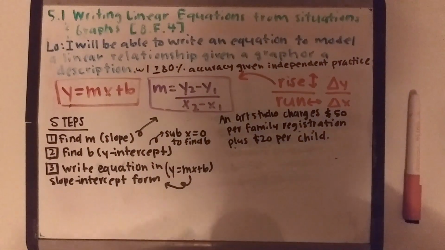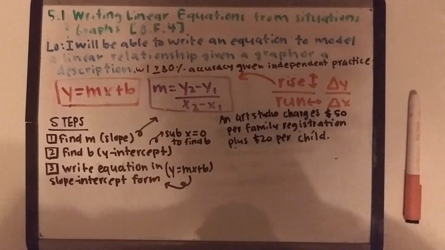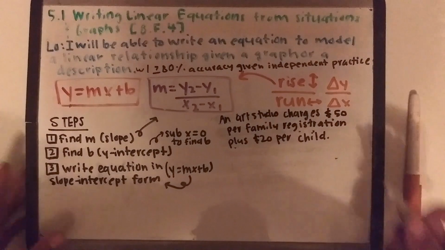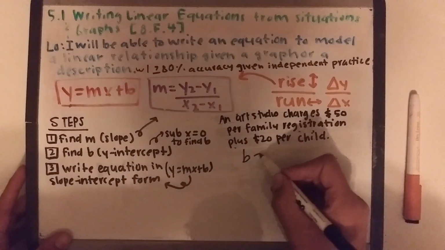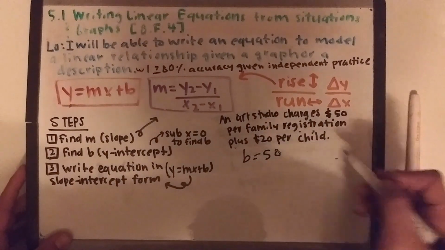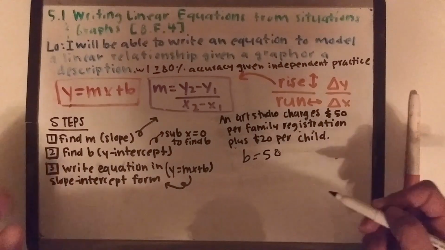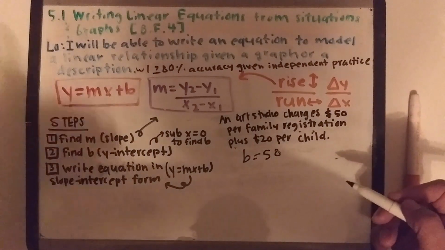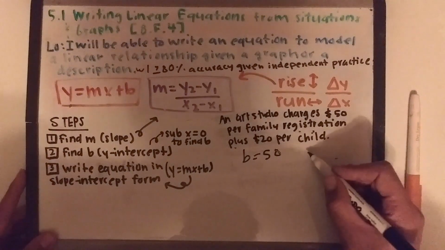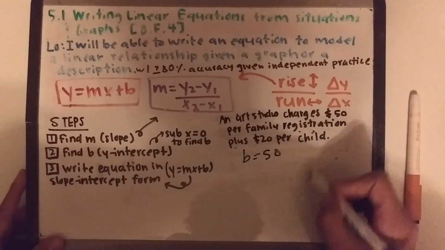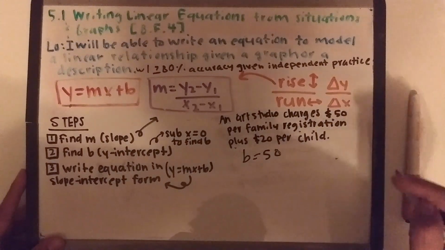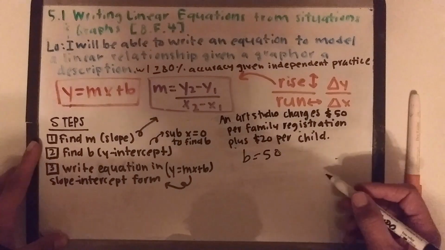So it says, a studio charges $50 per family registration plus $20 per child. So in this case, I already know that my initial value is 50, so that's my b. And then I know that for every child that I register for that family, it's going to be $20. So that's your constant rate of change, constant proportionality in this case, $20. So that's your slope.